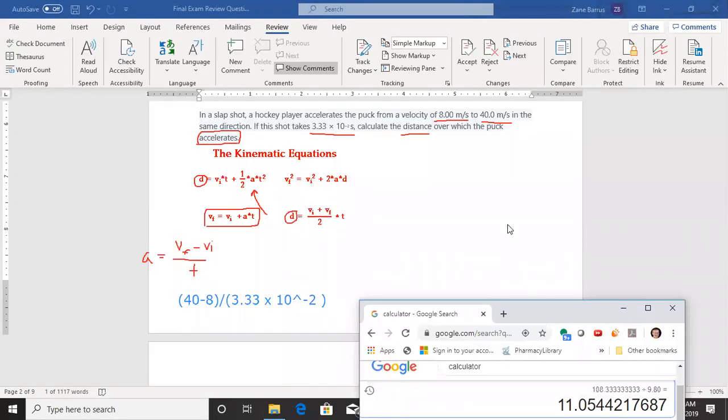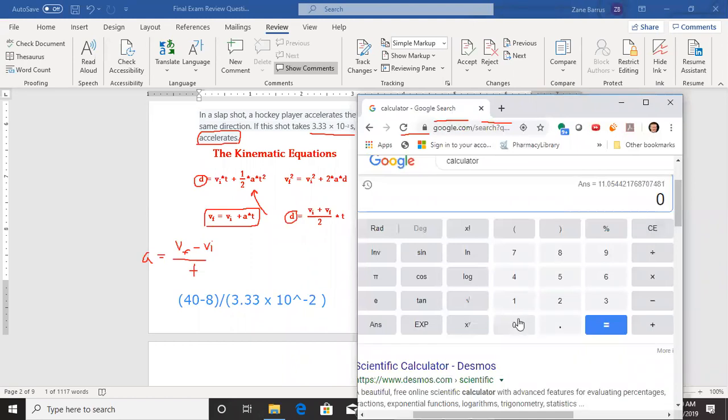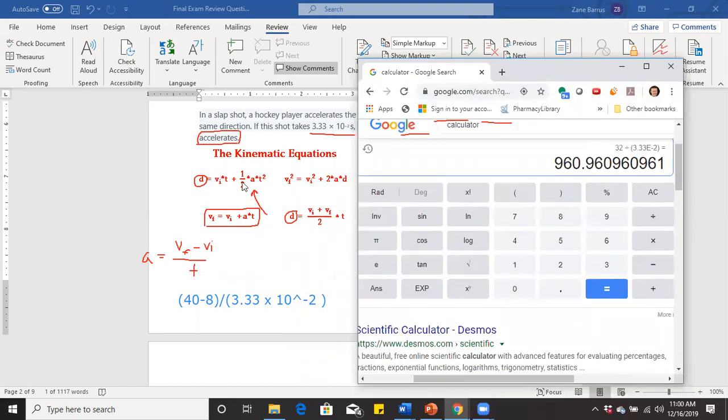So get calculator. Here we go. 40 minus 8 is 32. I'm going to divide 32 by 3.33 times 10 to the negative 2nd power. And that should give us our acceleration. So our acceleration we just calculated is 960.96 meters per second squared.